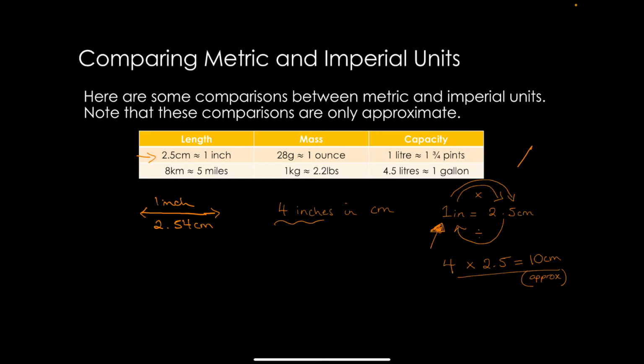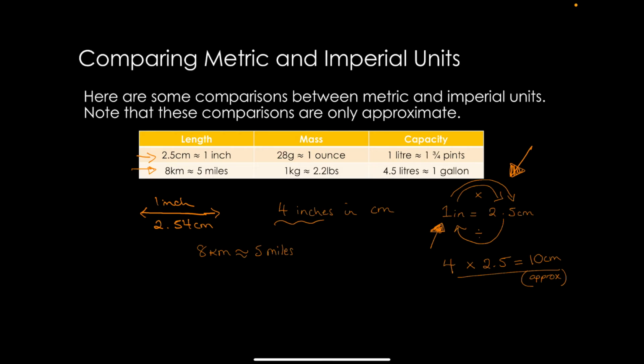So again, your conversion diagrams will come in more handy when you're doing imperial conversions, because you're not just saying there's 100 centimetres in a metre, or 10 millimetres in a centimetre, and so on. Okay. Now then, your next one here, you've got 8 kilometres equals 5 miles. Now, they give you that one quite a lot. 8 kilometres equals 5 miles, roughly.